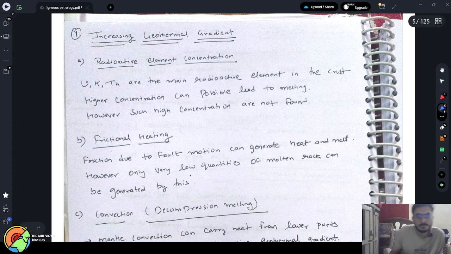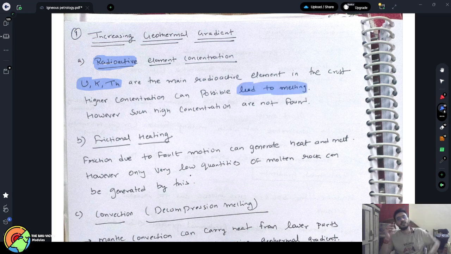First thing is the presence of radioactive elements such as potassium, thorium, or uranium. These are the main radioactive elements in the earth's crust. Higher concentration can possibly lead to melting. So if these radioactive elements are present, what will they do? They will increase the geothermal gradient.